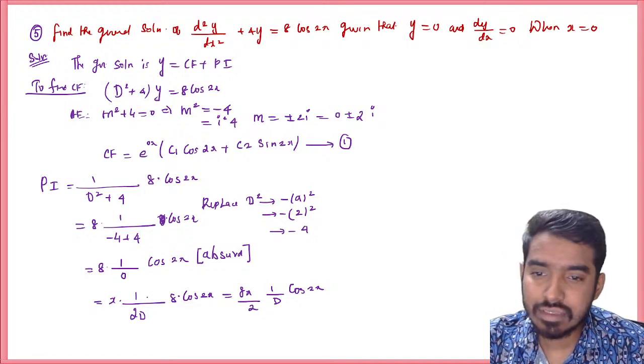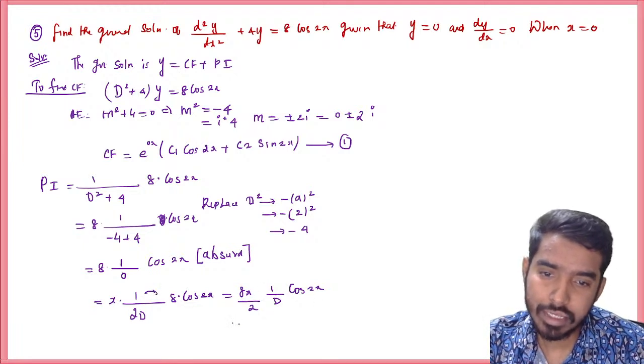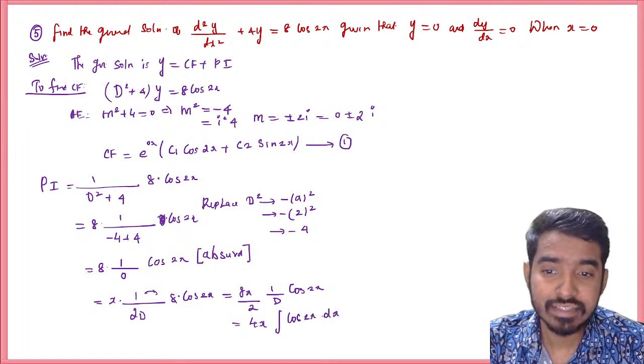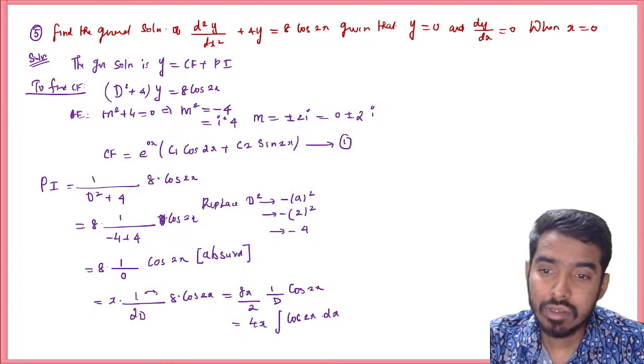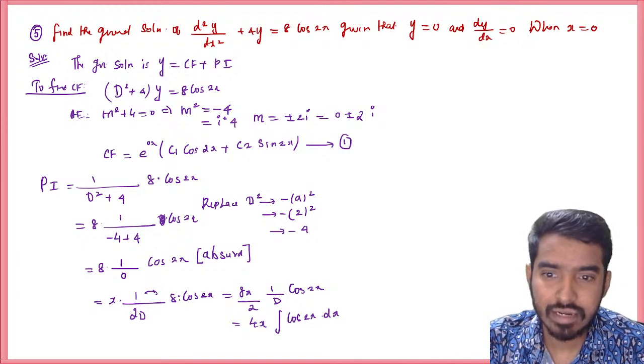So this x is left of this, which means you integrate only this term, 1 by D of cos 2x. So we will have 4x into integration of cos 2x dx. Don't bring x inside and don't integrate x into cos 2x. In that case, you would have to use integration by parts. Don't do that. It is to the left, so you consider only the right of 1 by D. What is to the right of 1 by D? It is cos 2x only. This 8 is a constant, no problem. You can take that outside.